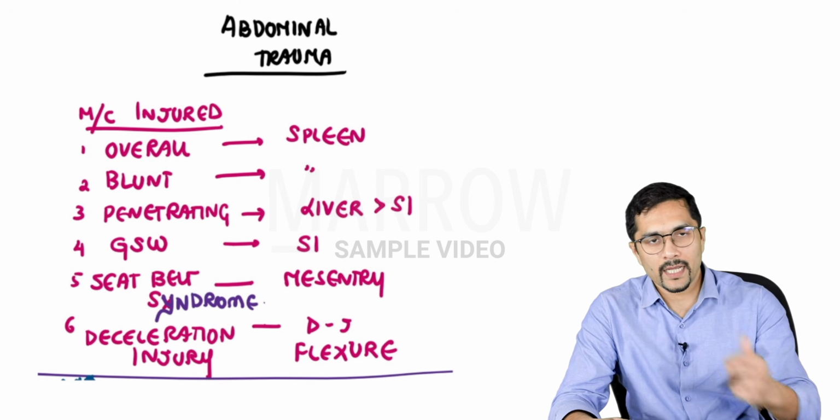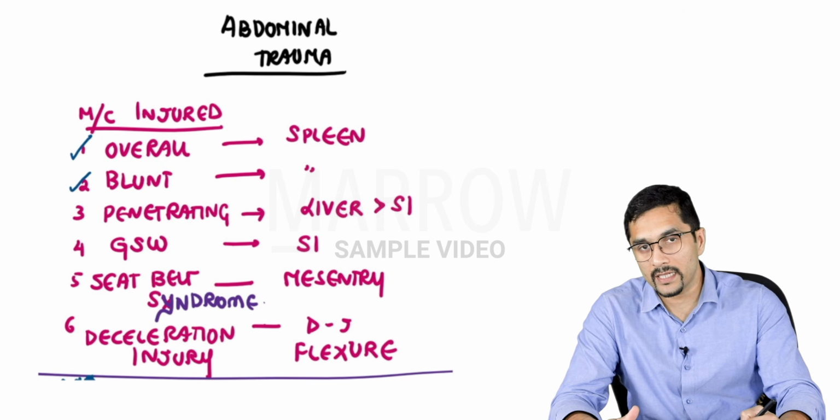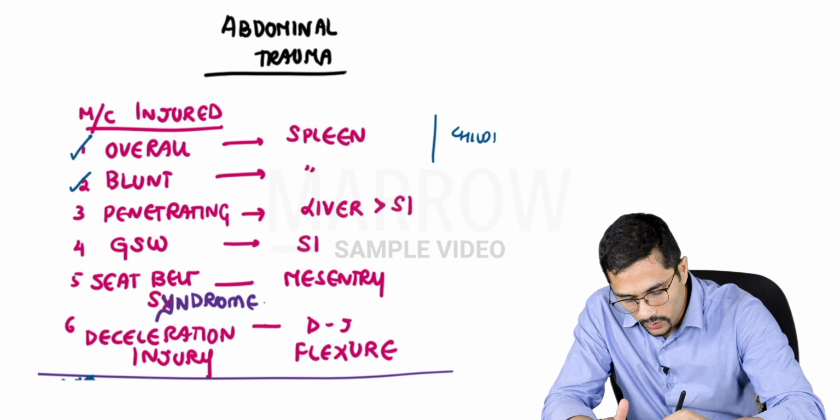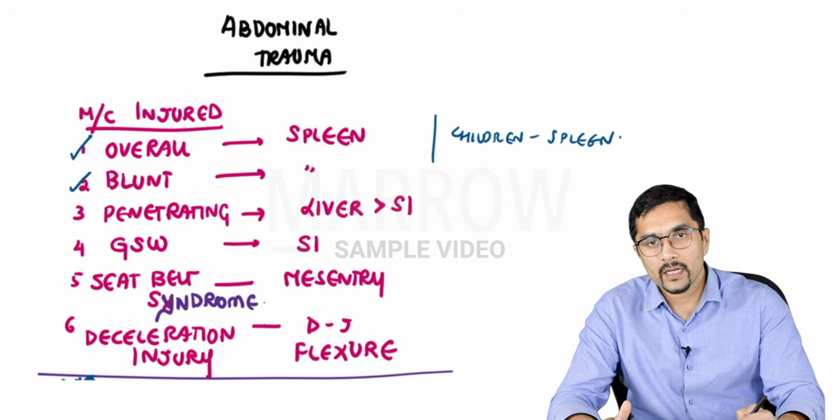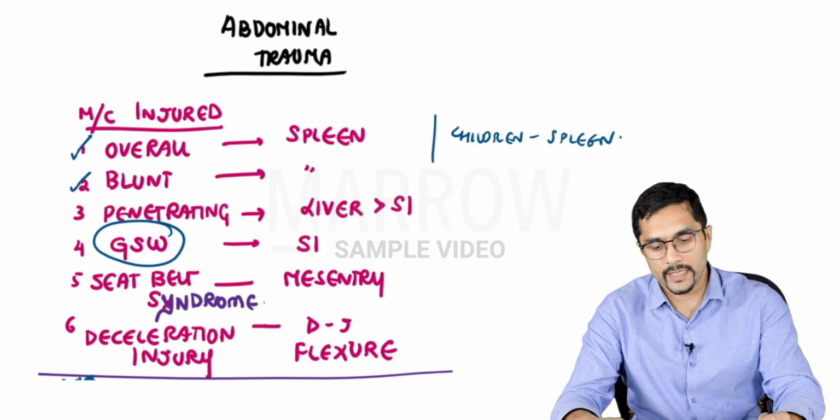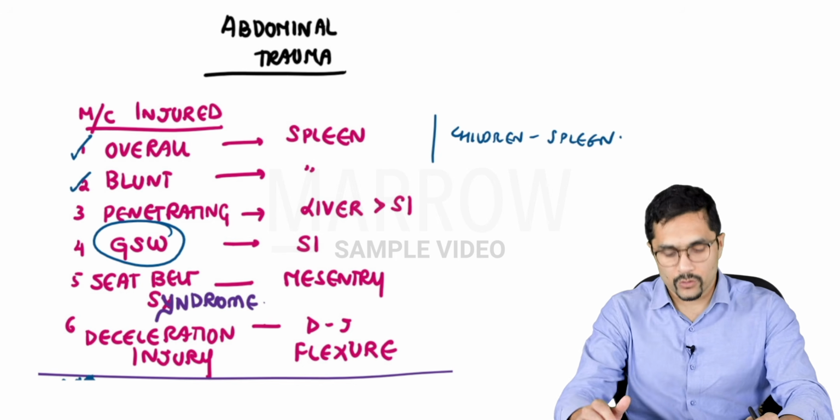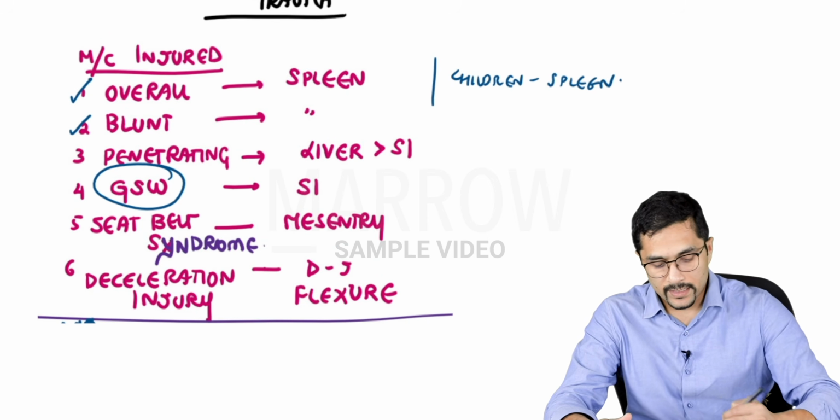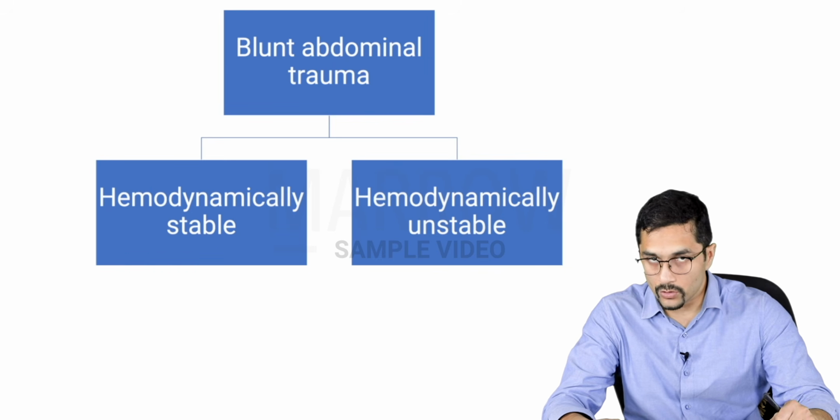So certain one-liners in abdominal trauma: the most common organ injured is spleen. In blunt trauma also it's spleen. In children also it is spleen, right? So in children also overall it is spleen. Penetrating trauma, it is liver, more common than small intestine. Gunshot wound, GSW is gunshot wound, it is small intestine which is the most commonly injured organ. In seatbelt syndrome, it is the mesentery of the bowel, and in deceleration injury, it is the DJ flexure or duodenojejunal flexure. So these are one-liners which you should know.